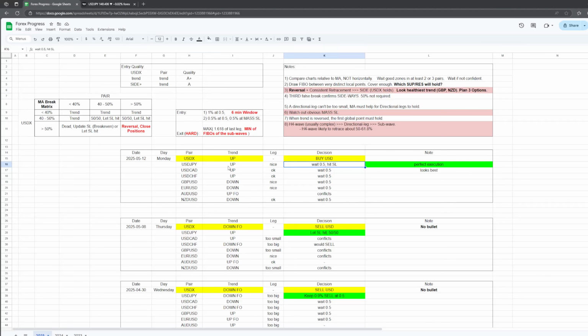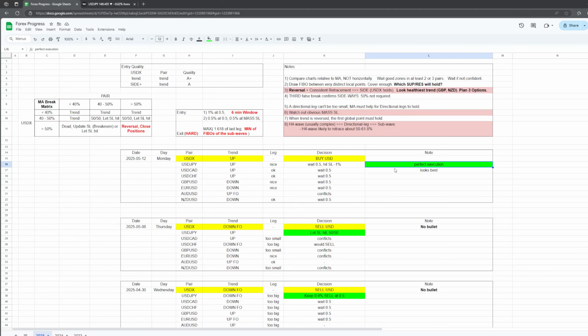So currently I had the sell positions open as of yesterday on USD Japan Yen. Now the trend has reversed and it hit the stop loss. I lost about 0.1% of my account, which was calculated exactly according to the plan, and that was really good execution on my part. So that's why I signified here perfect execution.